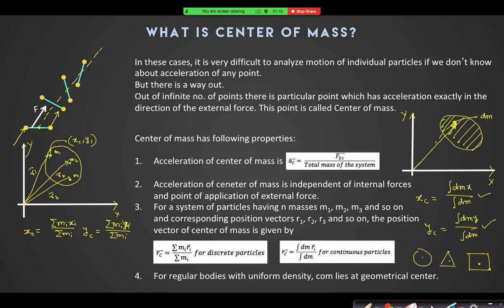Sir, can we use this even when the shape is any arbitrary shape? The formula number 3 that I have written is useful for any arbitrary shape. But for the geometrical center, you should know the geometrical center. If I give you any arbitrary shape, can you find its geometrical center? No. So in that case, it is better to do this integration. Is there any doubt regarding this slide? No, sir.